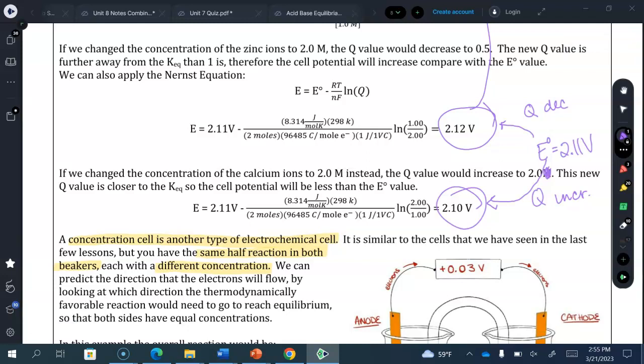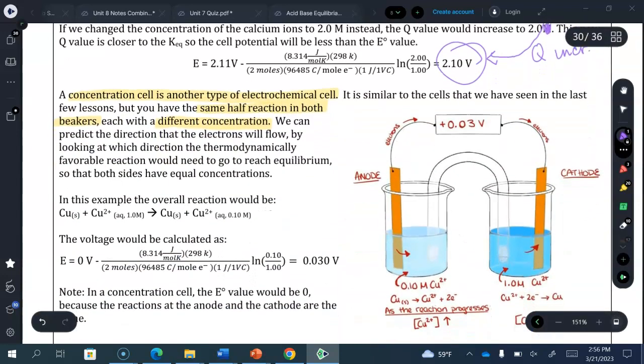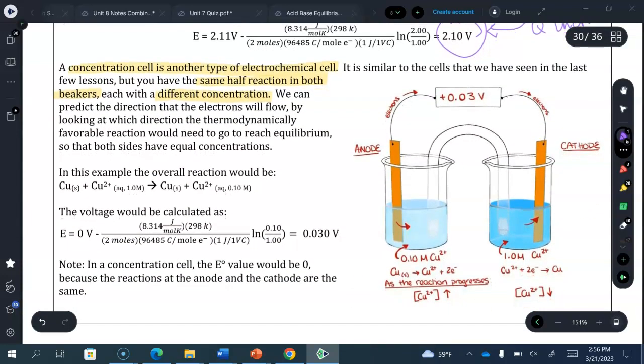So a concentration cell is another type of electrochemical cell. It is similar to cells that we have seen in the last few lessons, but you have the same reaction in both half reaction beakers, though they have different concentrations. We can predict the direction the electrons will flow by looking at which direction the thermodynamically favored reaction would need to go in order to reach equilibrium.